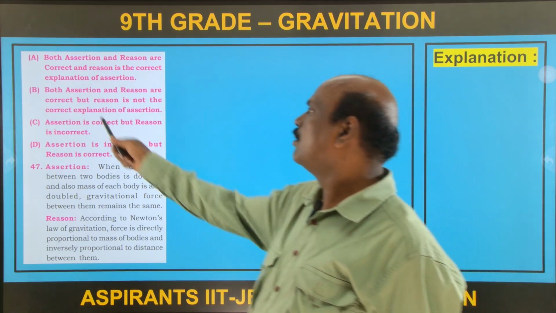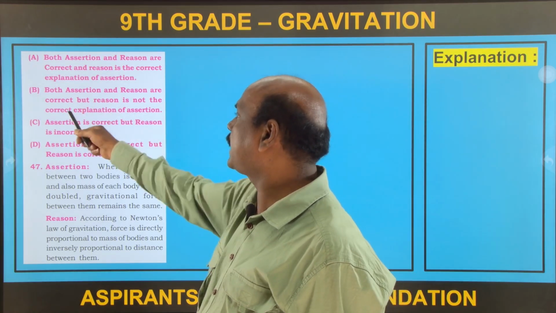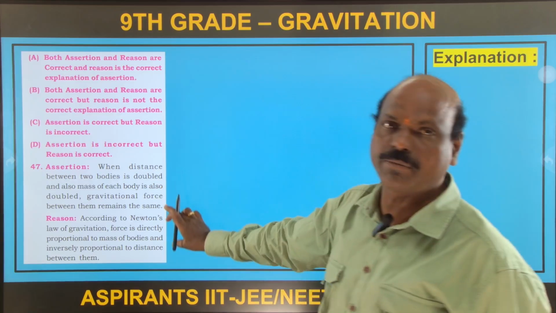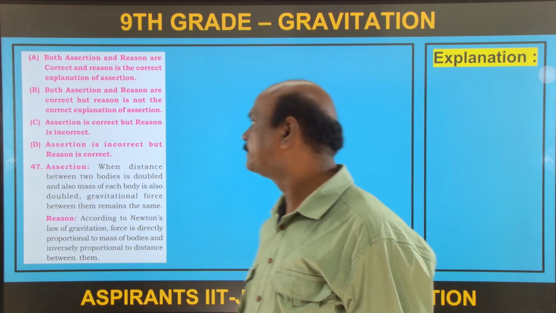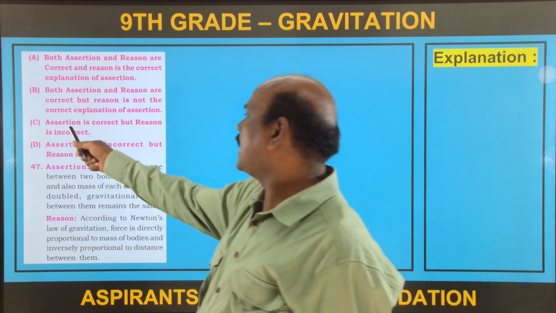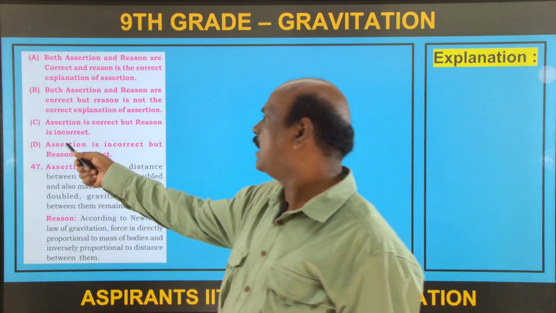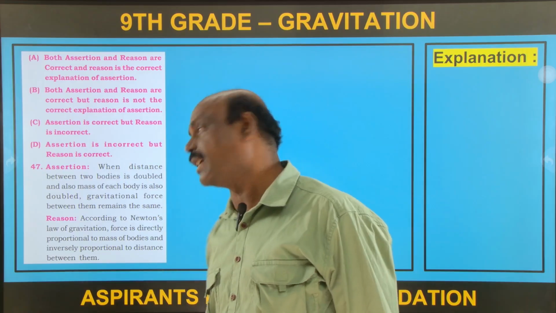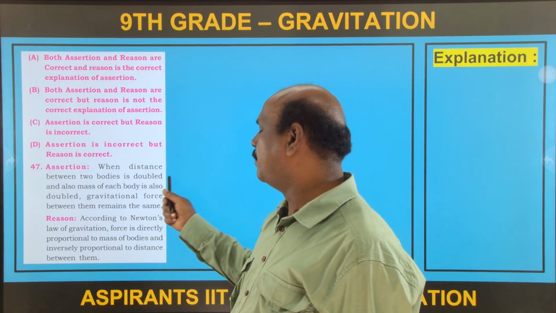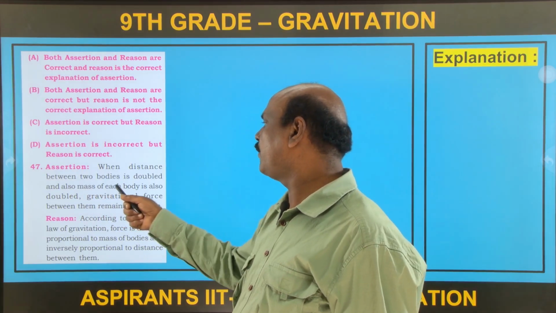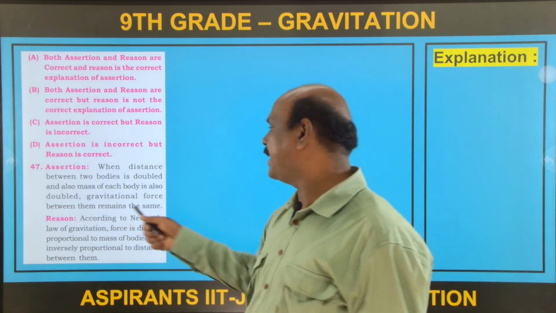In the same way, both assertion and reason are correct, but reason is not the correct explanation for it. Means both the statements may be correct, but it will not support the explanation for A. Next one, assertion is correct, but the reason is incorrect. And last one, assertion is correct, but the reason may be correct. So let us see the first question. When the distance between the two bodies is doubled and also the mass of each body is doubled, the gravitational force between them remains the same.